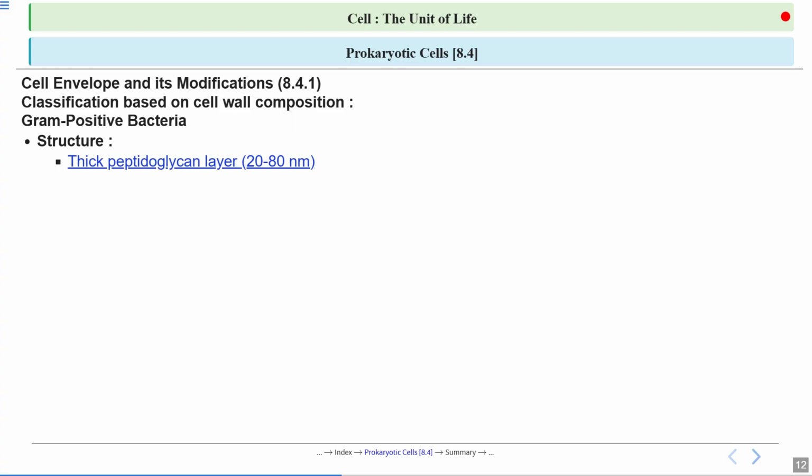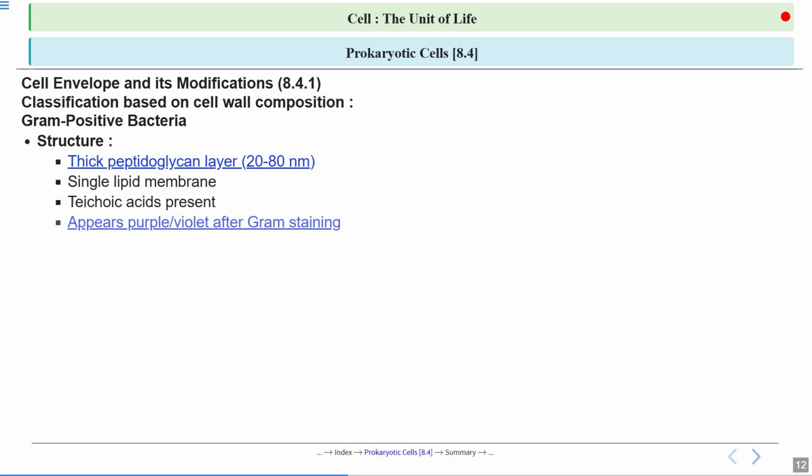Okay, now what is the structure of gram positive bacteria? So they have a thick peptidoglycan layer, which is 20 to 80 nanometer. Next, they have a single lipid membrane as well, which means the lipid content is less. They have teichoic acid present in the cell wall, and they appear purple or violet after gram staining.